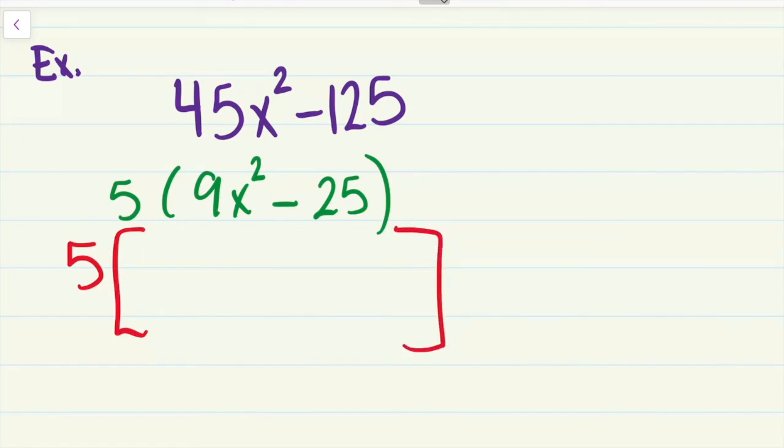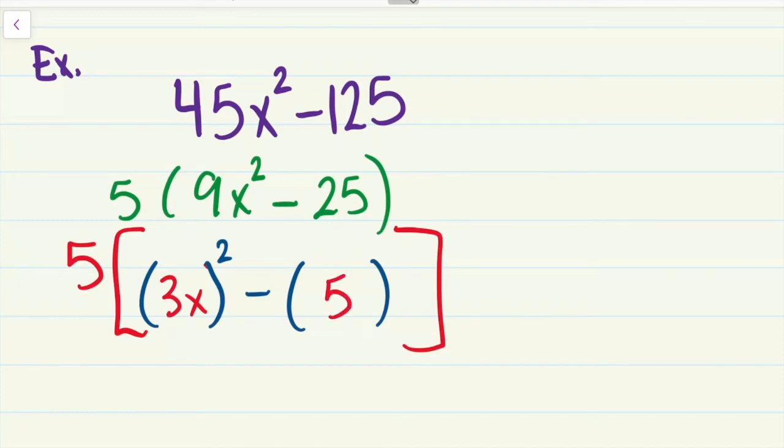For my a, well, can we make the 9 squared? That will be 3x, and this is going to be squared. Minus, what's going to be my number over here? There's no variable here, so we can just call it 5 squared. You see how easy that was? And now we know this is our a, and this is our b.